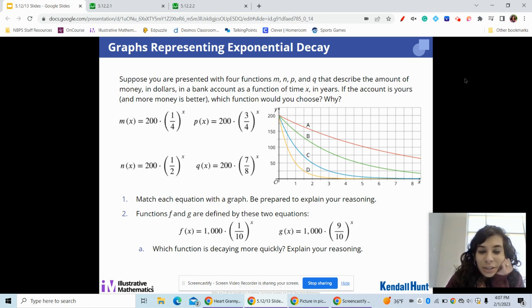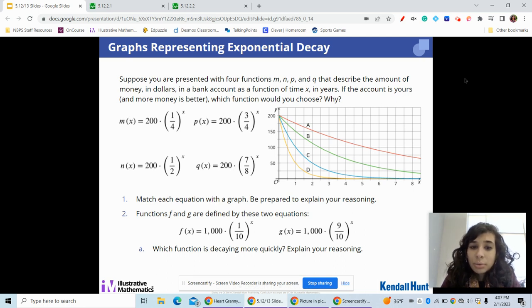Functions f and g are defined by these two equations. And so your first step is I want you to match each of your graphs. And one thing that might be helpful here is kind of make a table for yourself. Compare what is happening in each of these functions.